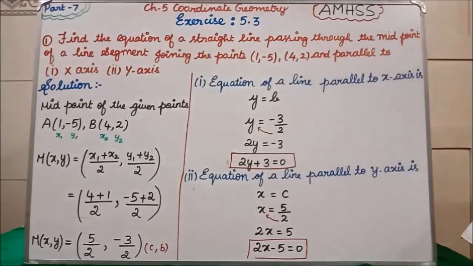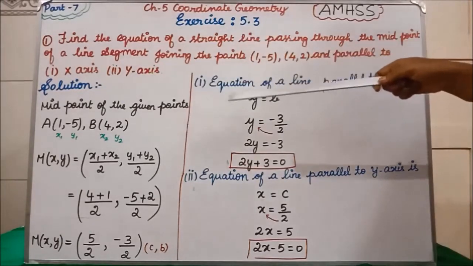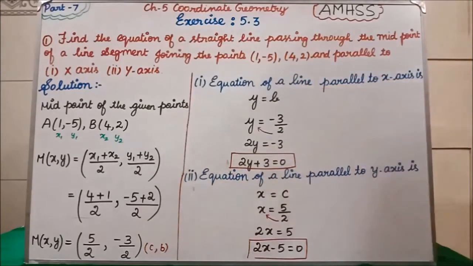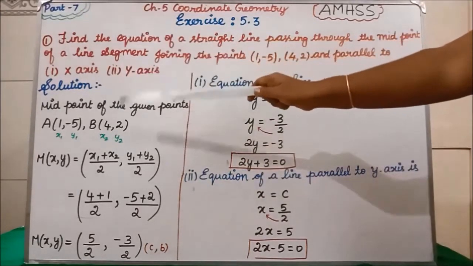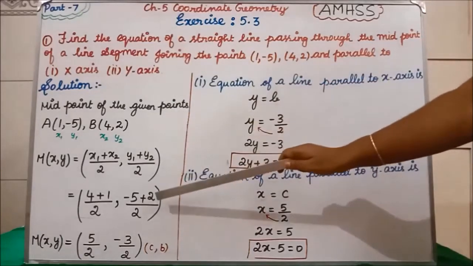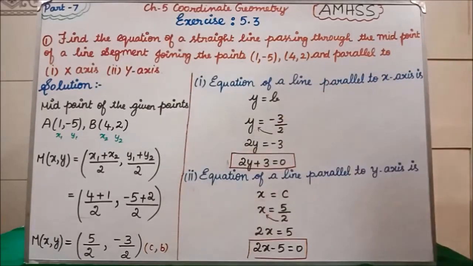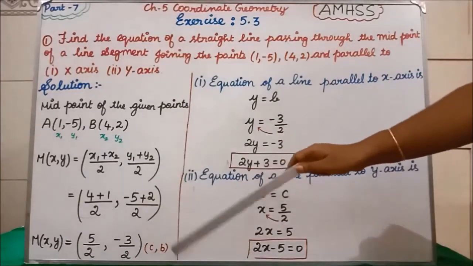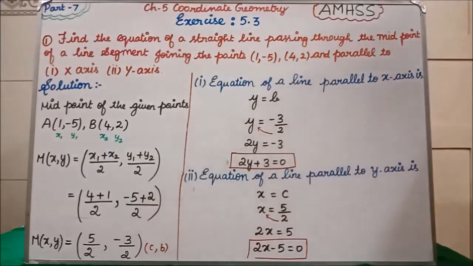We know the midpoint formula, isn't it? (x1 plus x2)/2, (y1 plus y2)/2. We know which is x1, y1, x2, y2, so you just substitute the values. 4 plus 1 is what? 5 by 2. Minus 5 plus 2 is what? Minus 3 by 2. Okay, now we have got the mid value.